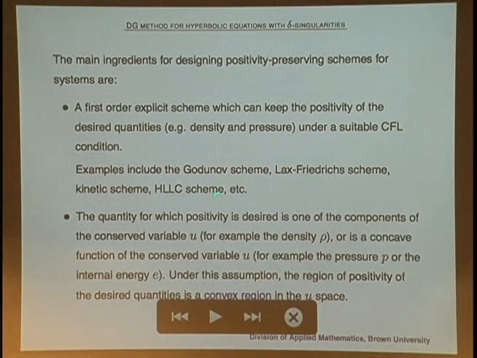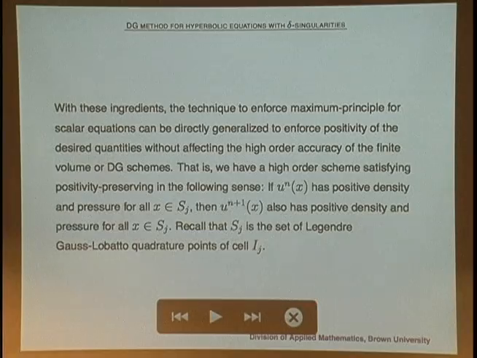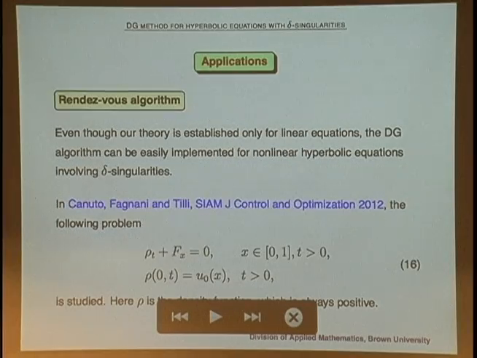Once this is true, then the quantity you want to enforce the maximum principle or positivity on must be a concave function of the conserved variable. It must be either one of the components, like density, or a concave function. In other words, the second derivative must be negative definite. Then you can show by convexity that the same trick you used for the scalar case works for systems. So this is what we have done. Then let's look at some applications very quickly.